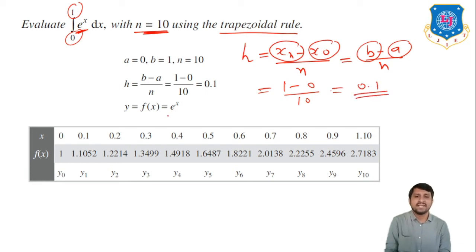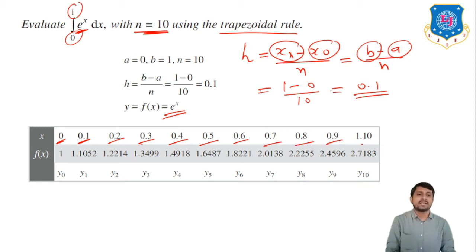So f of x is e raised to x. Now concentrate on this. X is 0, then 0.1, 0.2, 0.3, 0.4, 0.5, 0.6, 0.7 because h is 0.1, then 0.8, 0.9 up to 1. Sorry, this is not 1.1, that was a mistake. This is 1.